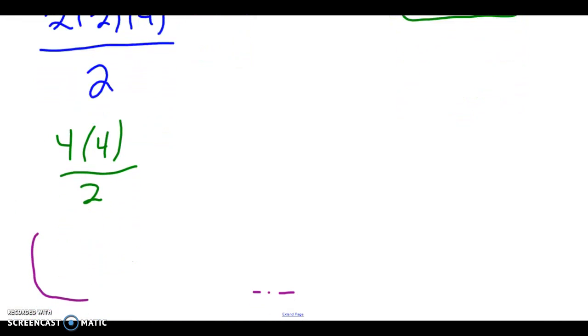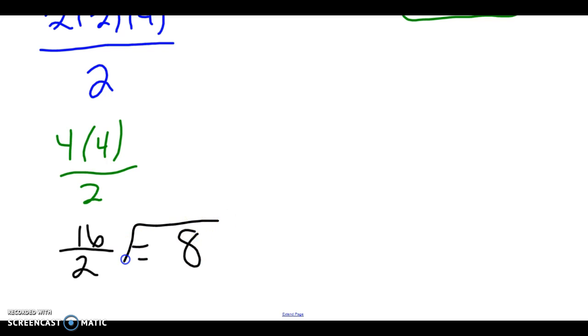4 times 4 is 16. We divide that by 2. And 16 divided by 2, that is going to give us positive 8. So that's your final answer.